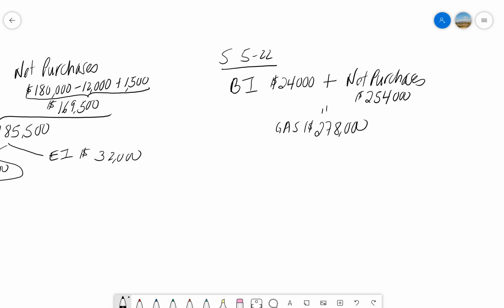Now, in this example, we know our ending inventory. So what we can actually do is just subtract our ending inventory of 34,000. And that's going to leave us our cost of goods sold of 244,000. So that's the answer to starter 5-22. This again is the cost of goods sold equation, and this is what periodic inventory accounting systems use to figure out what their cost of goods sold is for the particular year.